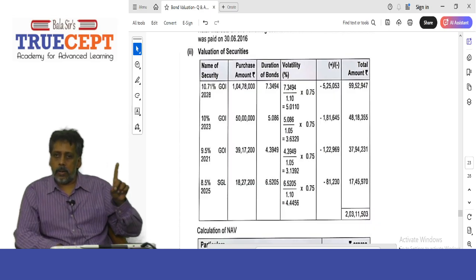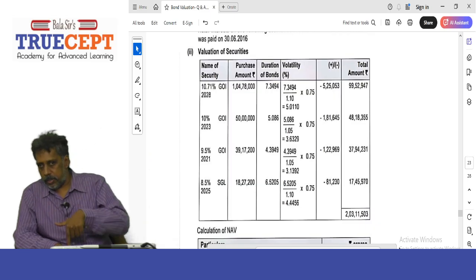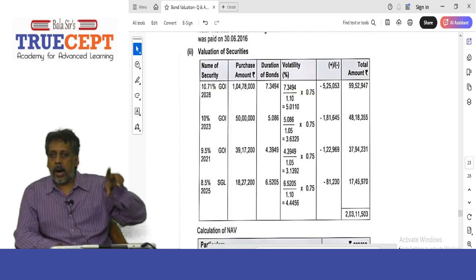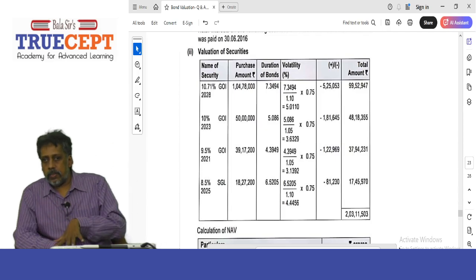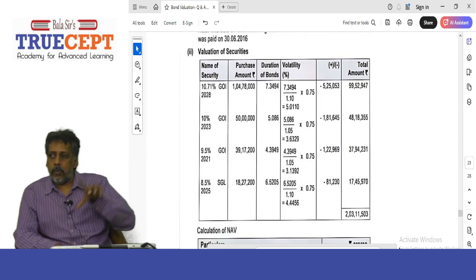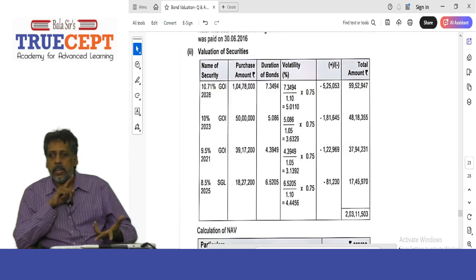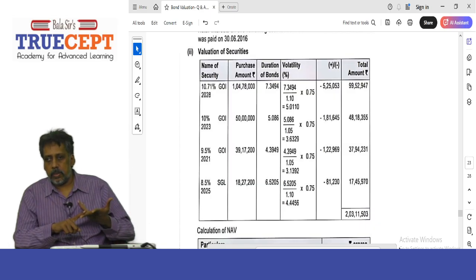They are testing your understanding of duration, Macaulay and modified duration in determining the market value of these bonds, which will be considered for calculating the NAV of the fund. Is that fine? Yes. Got it?